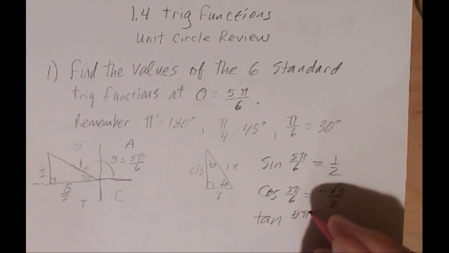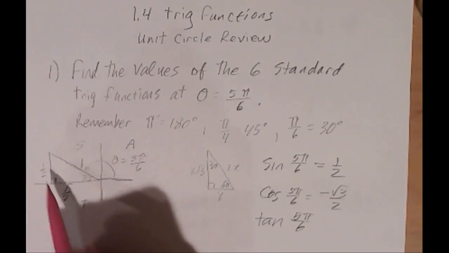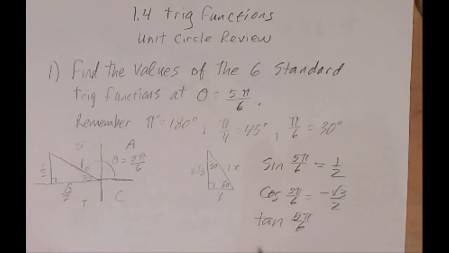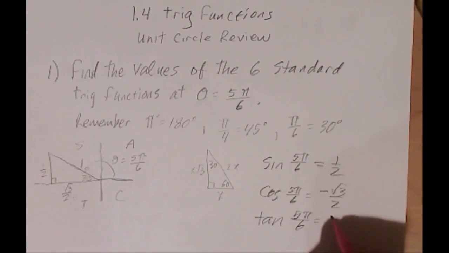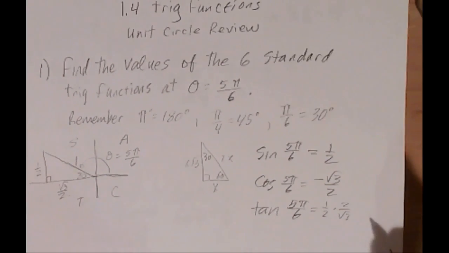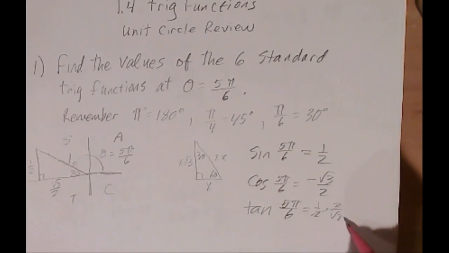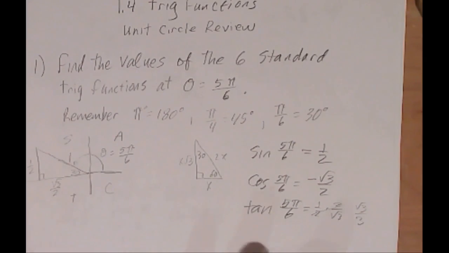Tan of 5 pi over 6 is opposite over adjacent. So let's see, 1 half divided by this, which is 1 half times 2 over radical 3. Didn't we just do this? These guys cancel, you get 1 over radical 3, and so you get radical 3 over 3. Just did that one.